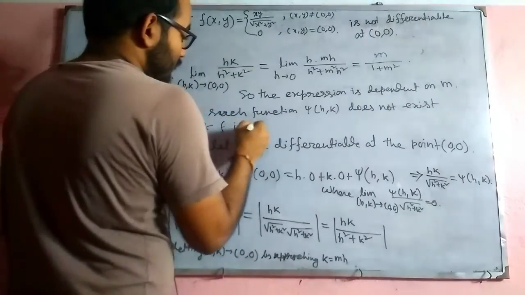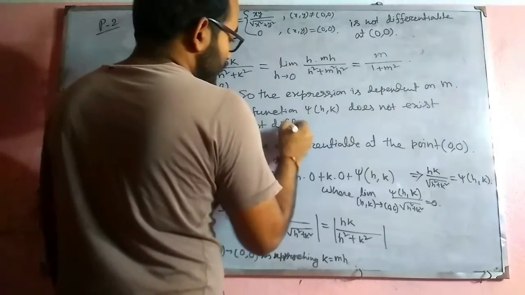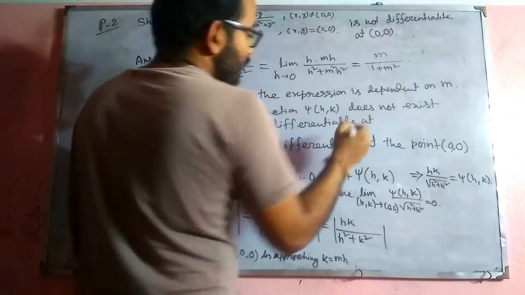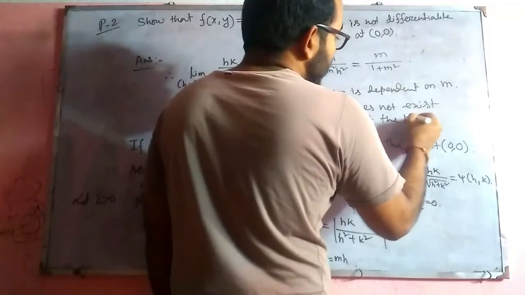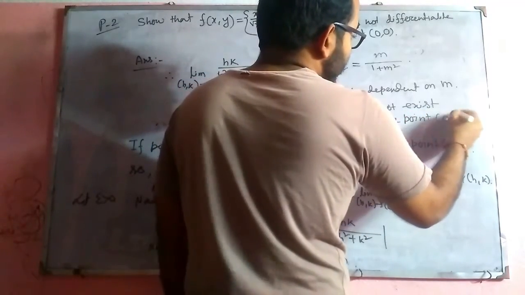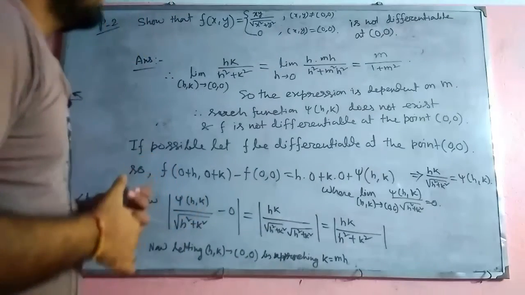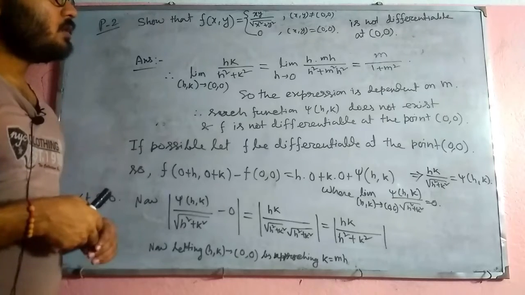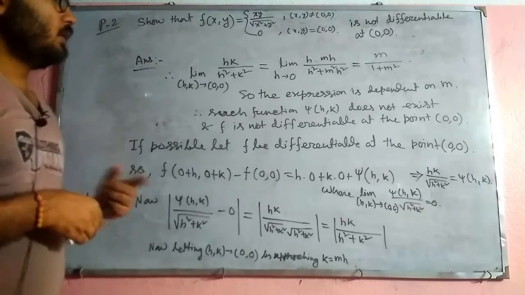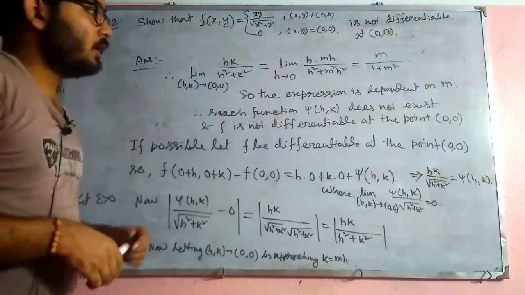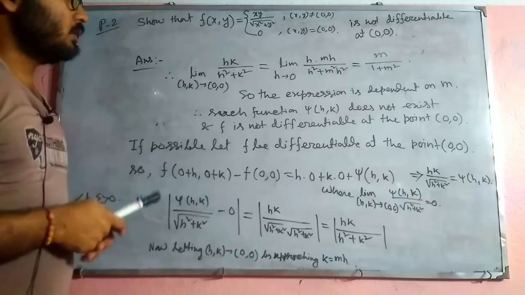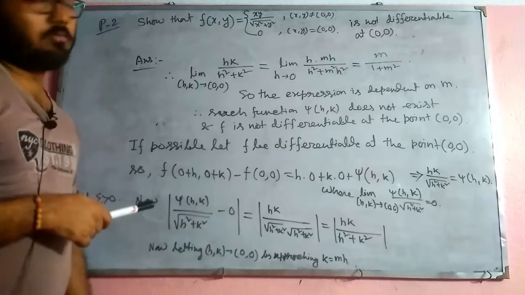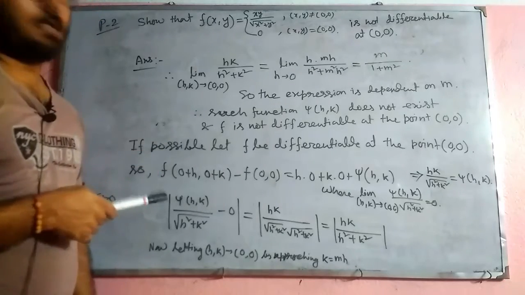And f is not differentiable at the point 0, 0. If it has to be differentiable, then this psi of h comma k has to exist. But this type of psi h k doesn't exist. So f is not differentiable at the point 0, 0.